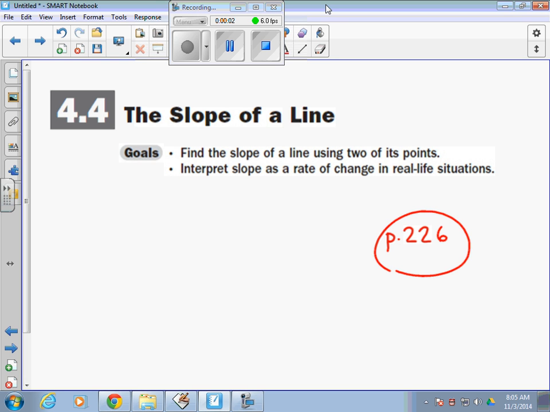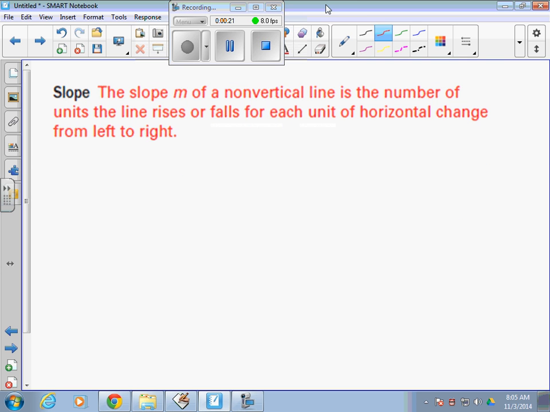This is Algebra 1, Lesson 4.4, Slope of a Line. Two goals. One of them is finding the slope using 2 points. The other one is interpreting slope as a rate of change. In this class, we're going to use those synonymously of each other. Slope can be considered rate of change, and rate of change can be considered slope, beginning on page 226.